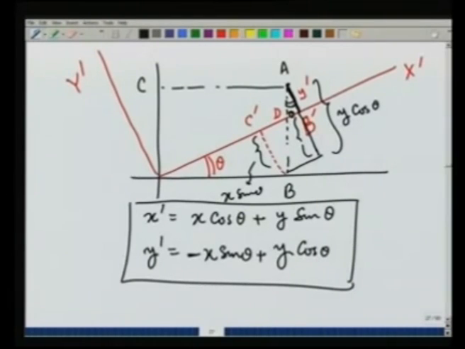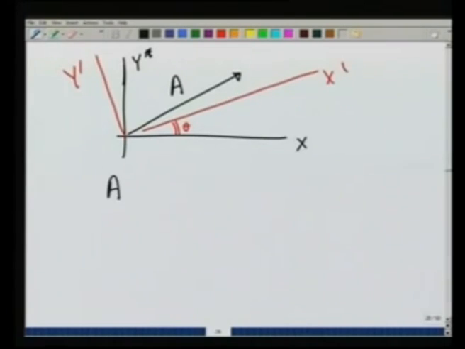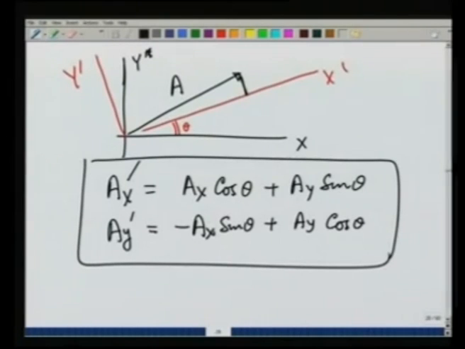and this is how the x and y components of the vector are going to change. I wrote this for a displacement vector x and y, but in general you can do the same exercise and you would find that if I look at a vector A in the two frames, which are rotated with respect to each other, then Ax prime, that is the component of A in the rotated frame, is going to be equal to Ax cosine theta plus Ay sine theta, and Ay prime is going to be equal to minus Ax sine theta plus Ay cosine theta. This is how the components of a vector transform.